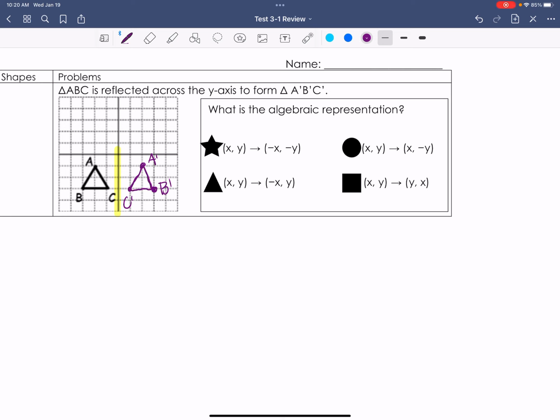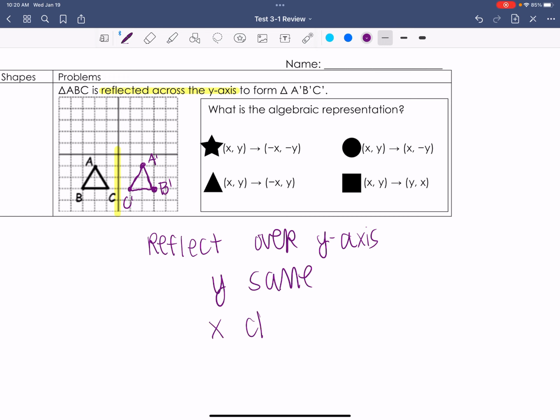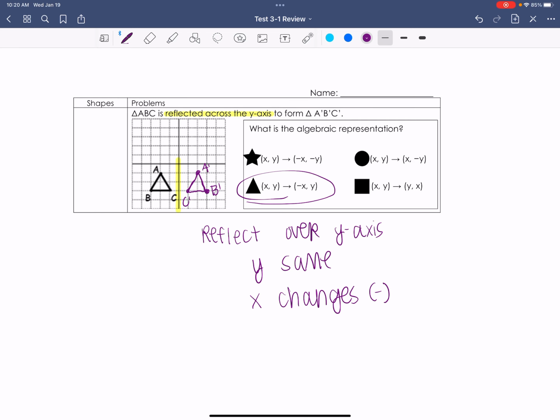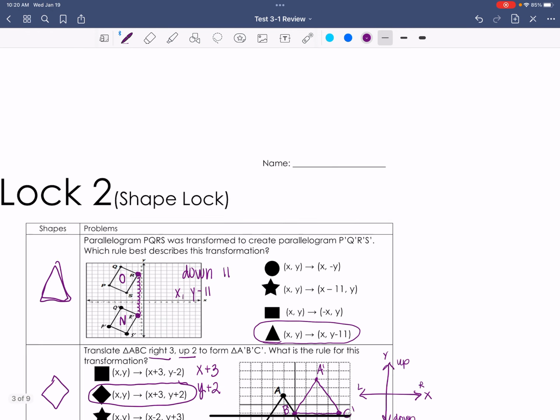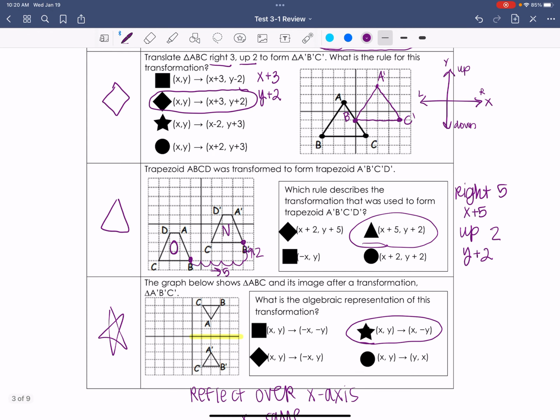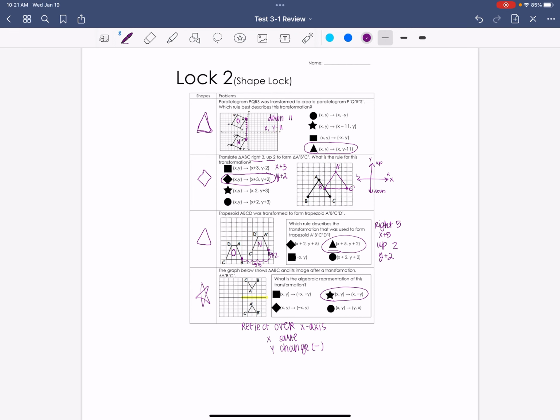So again here, I see that it is reflected across the y-axis. When you reflect across the y-axis, your y is the same and your x changes. And again, we represent change with that negative sign. So the one that has x changing and y staying the same is going to be the triangle. So on the back page, your shape should have been a triangle. And again, on the front page, you should have had a triangle, a diamond, a triangle, and a star. And that is going to complete Lock 2.